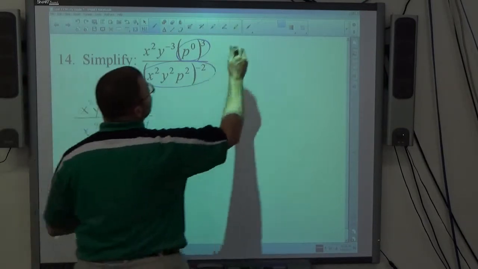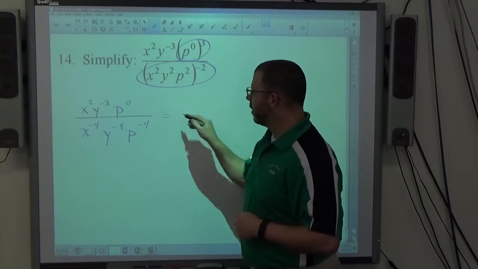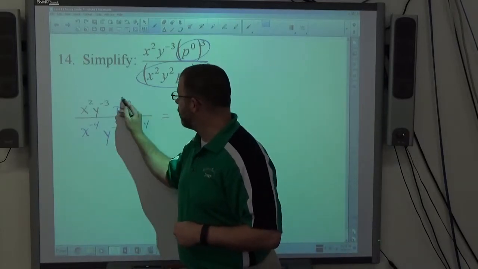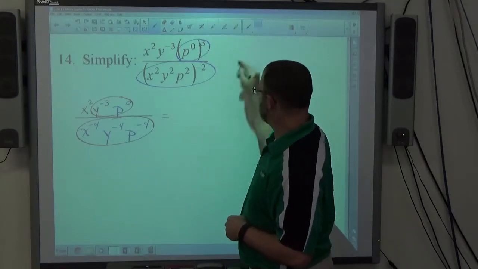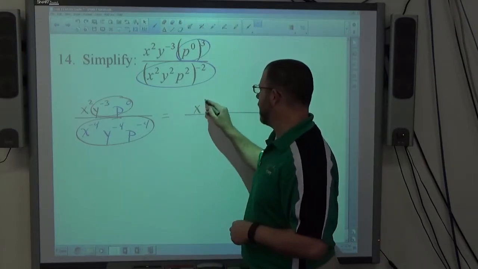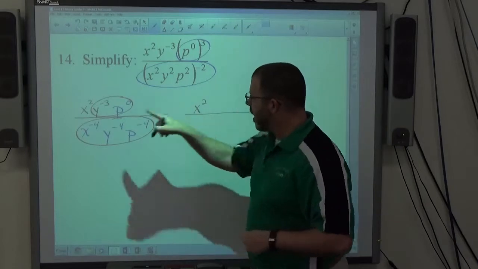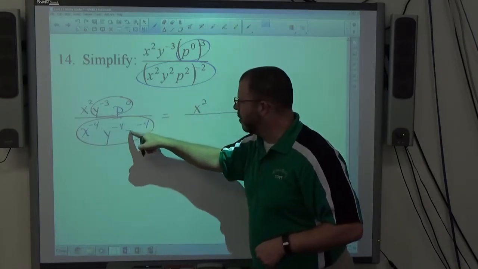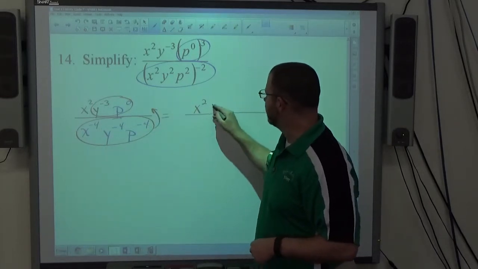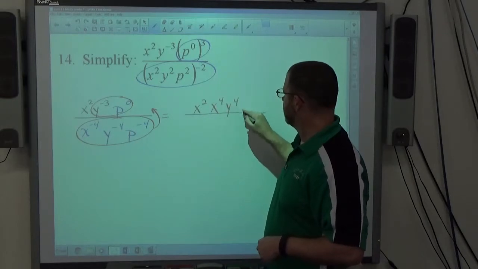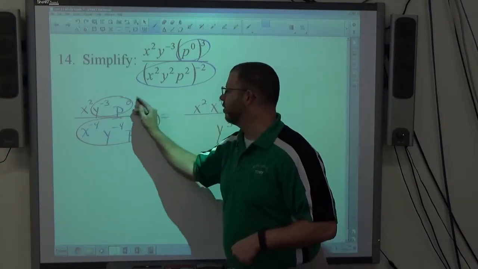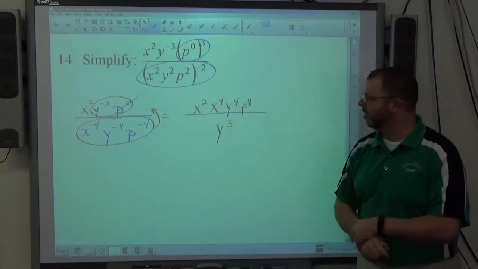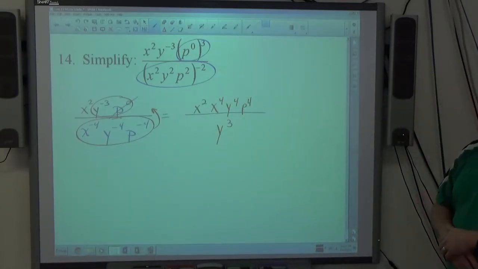Step 2, now I do see negative powers, so I'm going to deal with the negative powers and the 0 powers. So all 5 of these guys need to be dealt with. So x squared is behaving itself, it gets to stay right where it's at. This x to the 4th, y to the 4th, and p to the 4th all belong on the top. This y cubed belongs on the bottom, and this p to the 0 is just equal to 1, times 1 doesn't do anything. So now all the negative and 0 powers are gone.